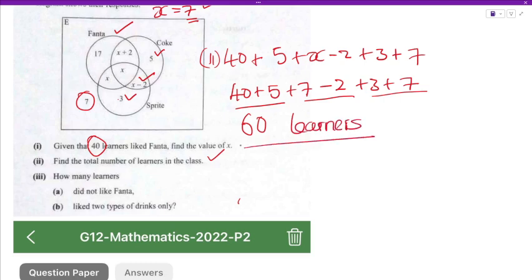I just quickly added. 40 plus 5, that is 45. This will give us 5, so plus 5, that is 50. This will give us 10. Total will be 60. And you are done.